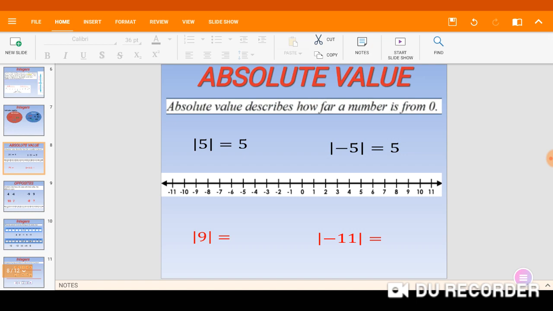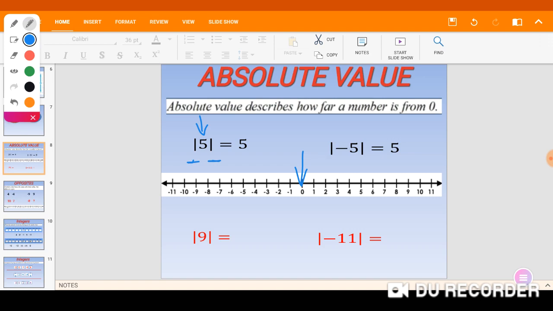Another definition for the integers is absolute value. The absolute value describes how far a number is from 0. How can we find it? Okay, let's work on the number line. We will start from 0 here, okay? The absolute value is actually two bars with an integer number inside these two bars. These two bars are called absolute value.